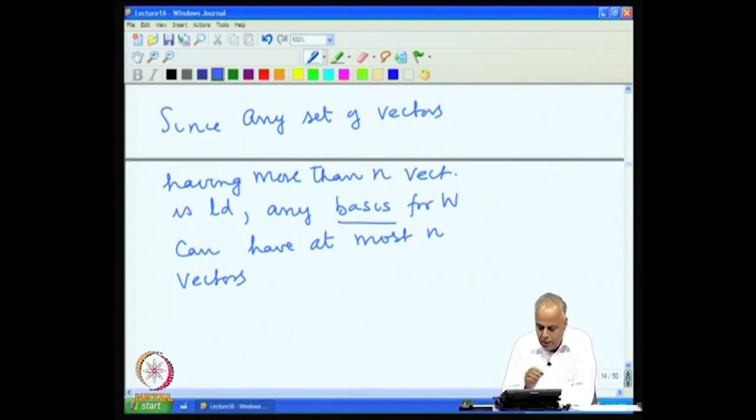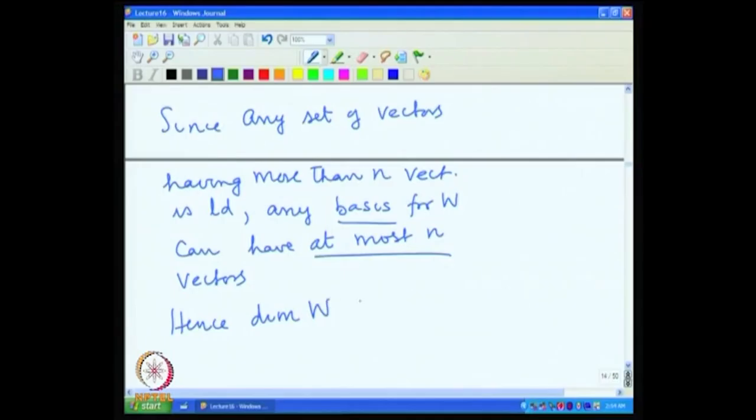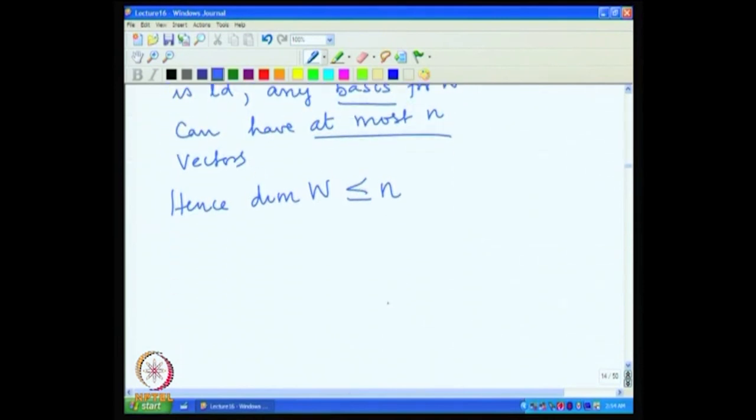So, to form a basis, we must have at most n vectors. That means a basis for W can have at most n vectors. That means the dimension of W can be at most n, because the dimension is the number of vectors in a basis. And we observe that the number of vectors in a basis can be at most n, and hence the dimension of W has to be less than or equal to n.